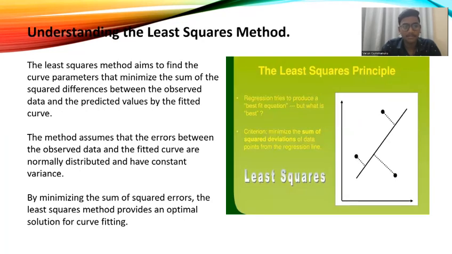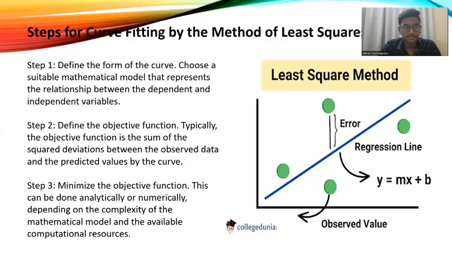Understanding the least squares method. The least squares method aims to find the curve parameters that minimize the sum of the square differences between the observed data and the predicted values by the fitted curve. The method assumes that the errors between the observed data and the fitted curve are normally distributed and have constant variance. By minimizing the sum of the squared errors, the least squares method provides an optimal solution for curve fitting.